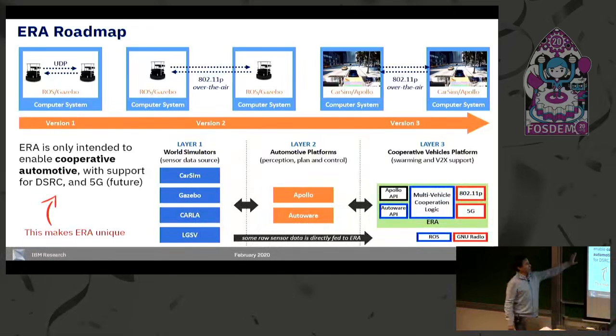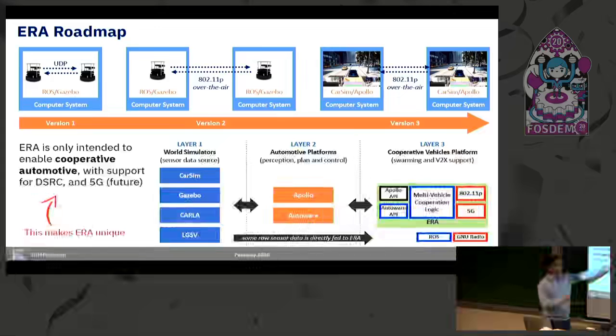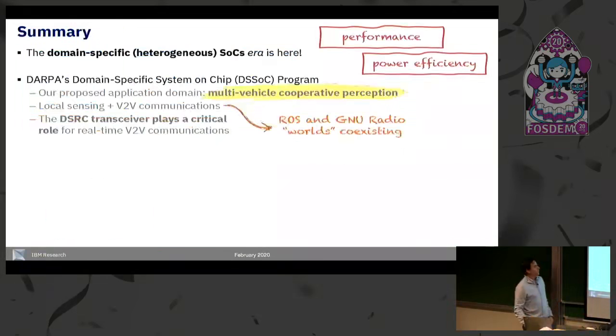ERA will be only intended to enable cooperative automotive with support for DSRC, currently supported, and eventually in the future 5G, right? So this is what will make ERA unique, right? And we need help for that.